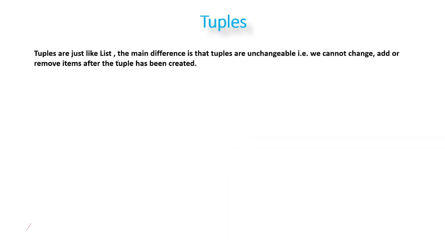A tuple is just like a list. Please note, it is just like a list, it's not actually a list. The main difference is that tuples are unchangeable, or you can also say immutable. That is, we cannot change, add or remove items from the tuple once it has been created.